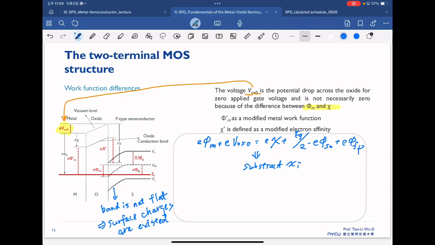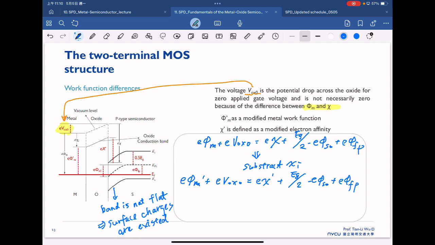Here, then we will start to get the modify. So now we have everything in the case with the modify. So that's q phi_m plus q phi_ox0 is equal to q chi plus Eg over 2 minus q phi_s0 plus q phi_fp here.